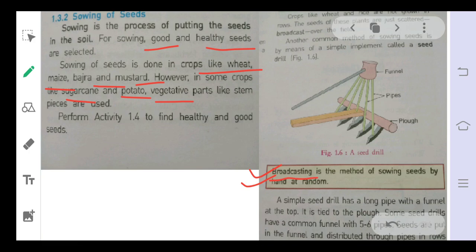But nowadays it is done with the help of a seed drill. In a seed drill, you can see there are openings on the lower side, and the seeds are kept in a funnel. When it runs across the soil, the seeds come down along with the plow, and at a certain interval the seeds are dropped throughout the field. So these days the seed drill is being used. So the seeds can be sown either by hand, randomly thrown throughout the field, which is called broadcasting, or with the help of a seed drill.